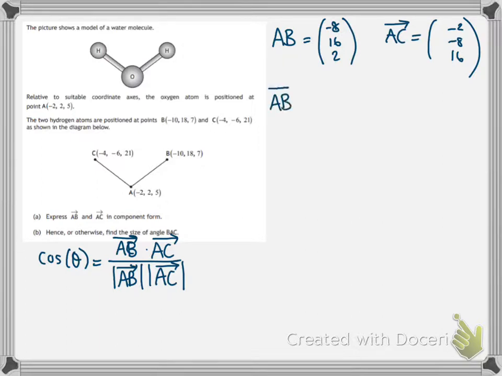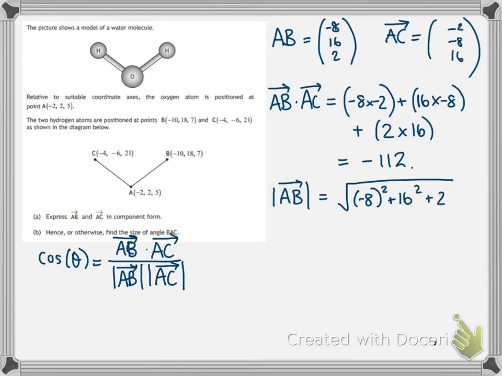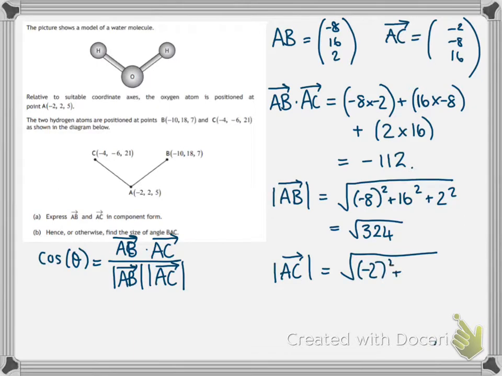Okay, so the first thing I'm going to work out is AB dot AC. So that'll give me -8 times -2 plus 16 times -8 plus 2 times 16. And that will give me -112. Then I'm going to work out the magnitude of AB. So that will be the square root of -8 squared plus 16 squared plus 2 squared. So that will give me the square root of 324. And then lastly, I want the magnitude of AC. So that's going to be -2 squared plus -8 squared plus 16 squared, which again gives me root 324.